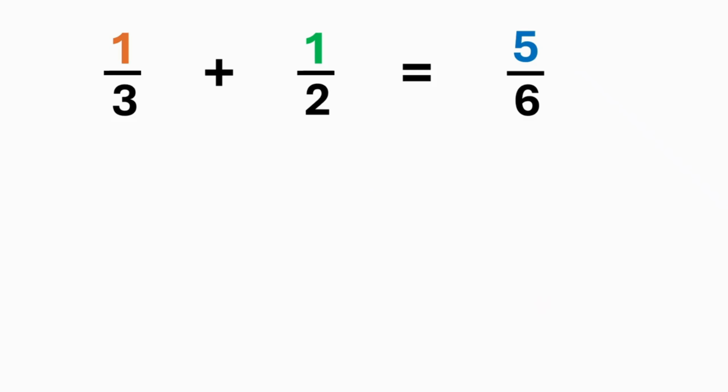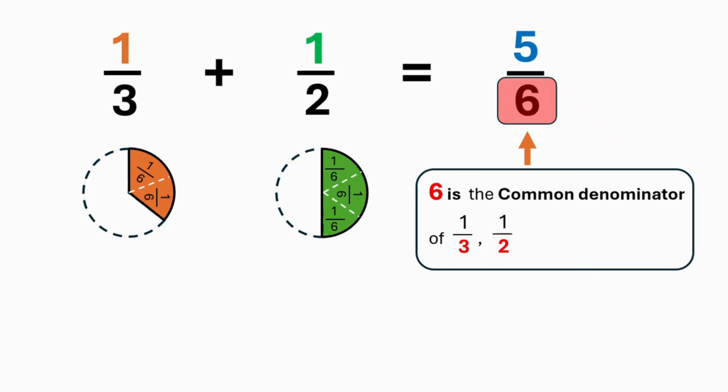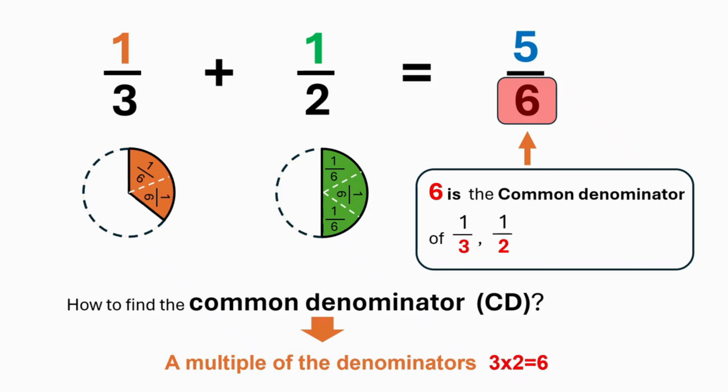Let's check. How do we find the unit? 1/6 is the common unit fraction for both 1/3 and 1/2. That means 6 is the common denominator for 1/3 and 1/2. How can we find the common denominator? We multiplied the denominators to get the common denominator: 3 times 2 equals 6.